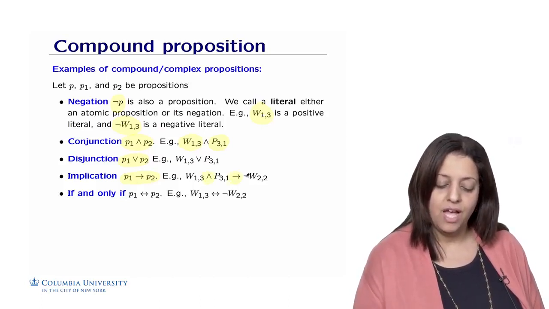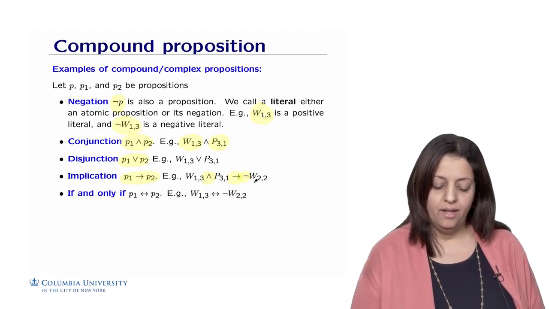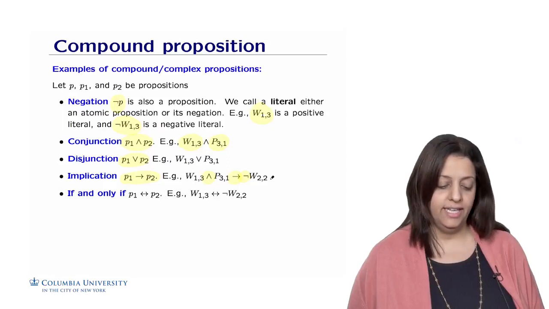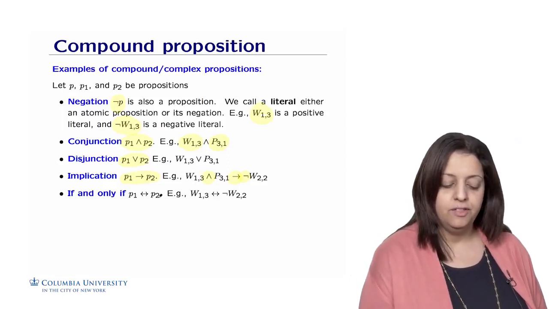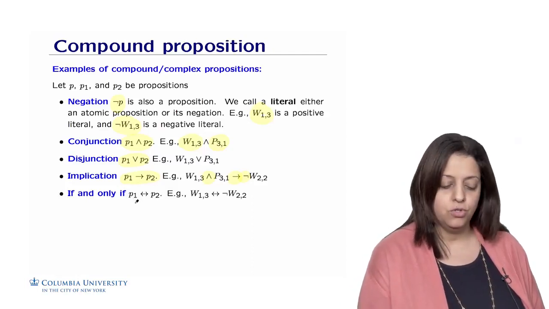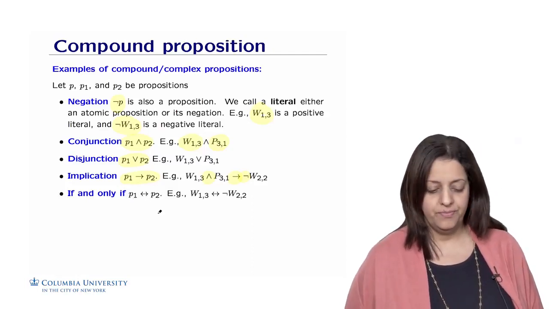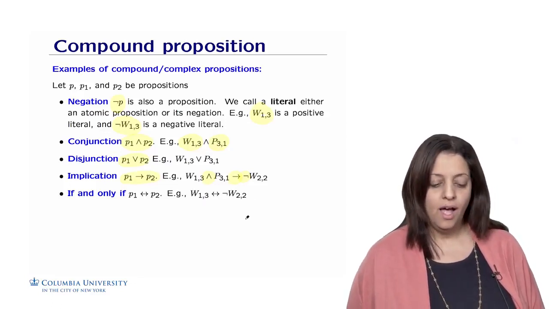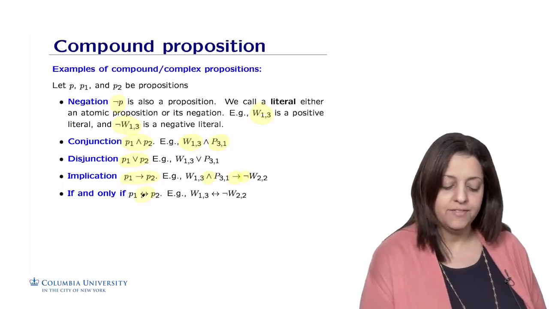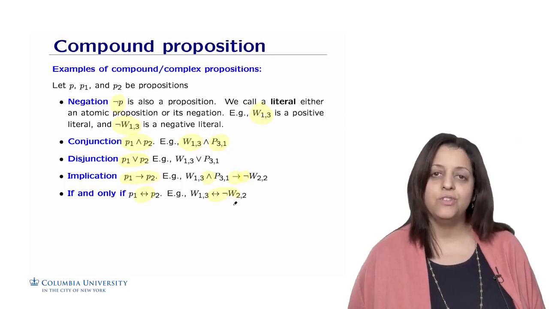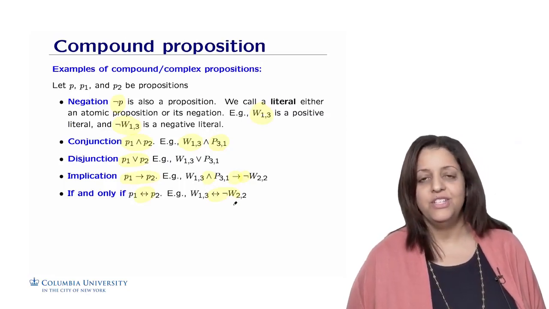So here we are using a composition of different propositions through the implication and the conjunction. And we also have the negation for this atomic proposition. Finally, P1 if and only if P2 means that P1 is true if and only if P2 is true. For example, W13, there is a WUMPUS in 13 if and only if there is no WUMPUS in 2,2.